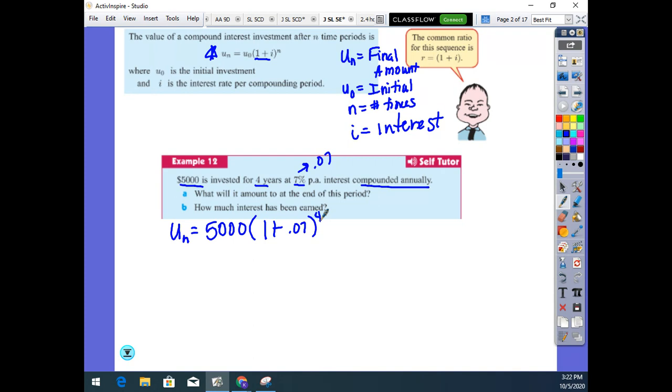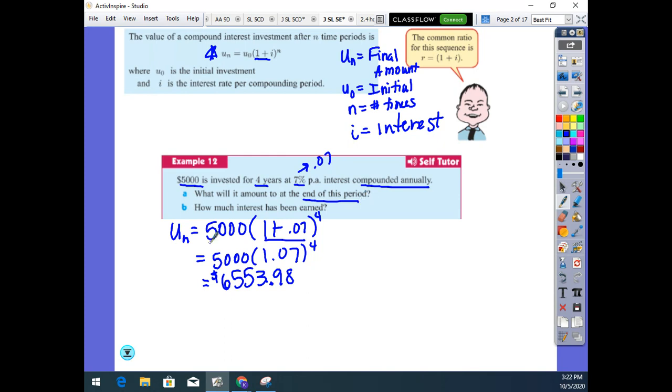Then we just plug all that into your calculator. I would probably combine this because that's just 1.07 to the 4th. And if you plug this into your calculator correctly, that's how much she will have at the end of that period.